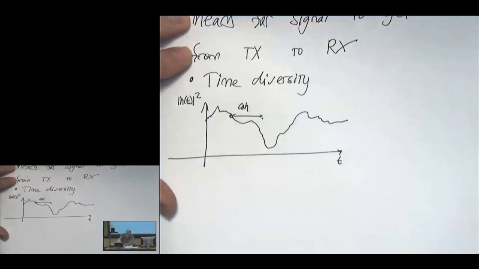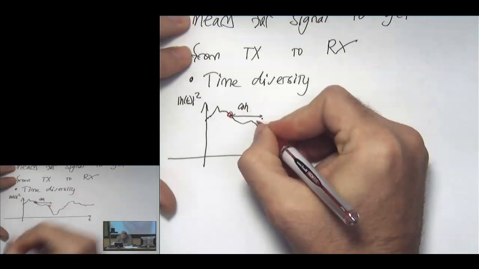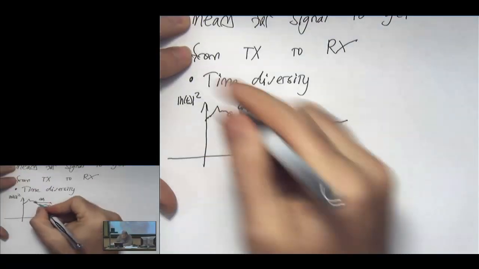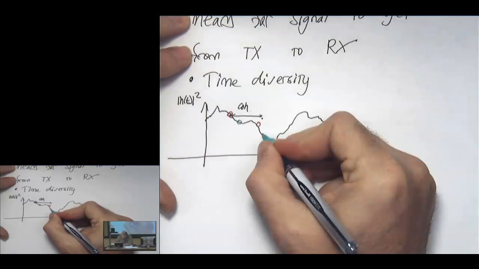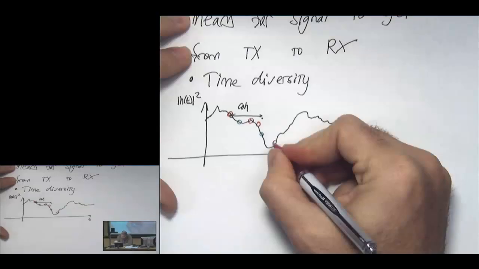And so the idea of time diversity would be to send the same information at multiple points in time. I might send something here and I might send something here. Then later I might send a new data packet here and then resend it here. And then send a packet here, send it again here.